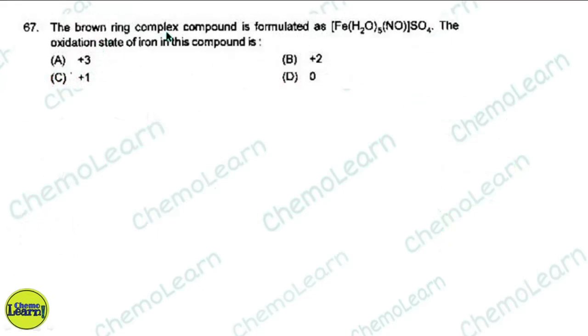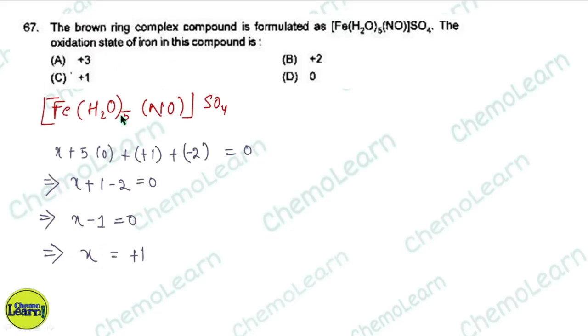The brown ring complex compound is formulated as this. The oxidation state of iron in this compound is +3, +2, +1 or 0. So we have to calculate the oxidation number of iron. It is taken as X, and water is a neutral ligand, so 5 into 0. NO has here +1 charge and SO4 is -2. So all will be equal to 0. X plus 1 minus 2 equal to 0, X minus 1 equal to 0, and X equal to +1. Iron has +1 oxidation state.